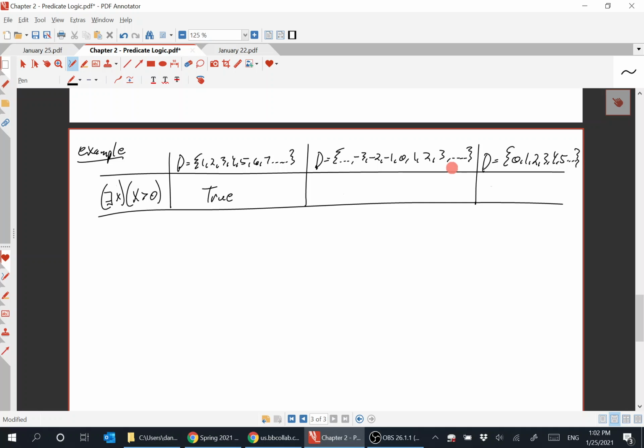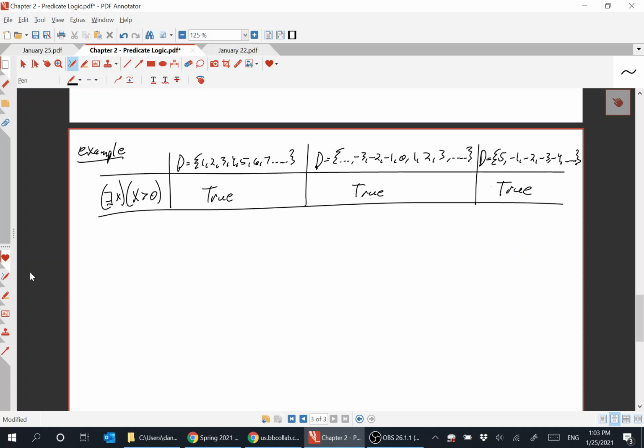Here, there exists an x such that x is bigger than 0. True. That's true. Let me change this third one. So we'll say -1, -2, -3, -4. So all these negative numbers, and then we'll put a 5 there. It's true. When you say at least one, that means at least one. It doesn't mean you have to have more than one or whatever. It's just one.